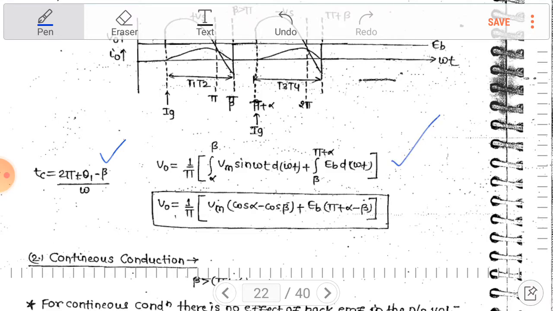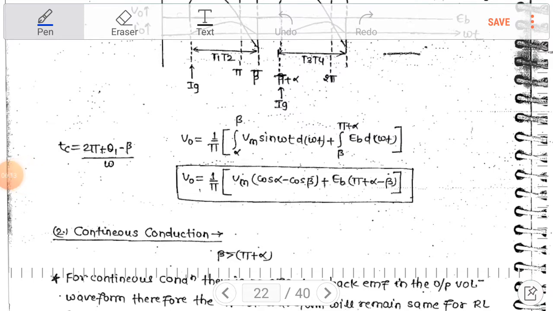Average output voltage, similarly as in the previous case, is 1 by pi integrate alpha to beta, where V output is Vs, and from beta to pi plus alpha, where V output is Eb.